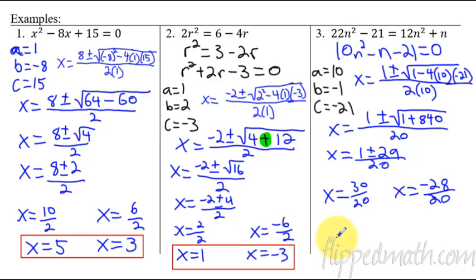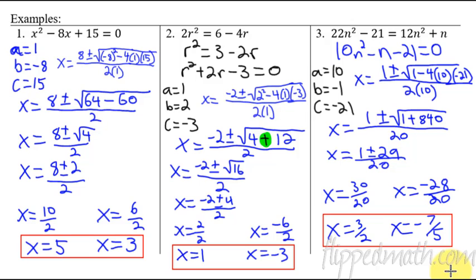And then we could reduce those fractions or change them to decimals, whichever you prefer. This is 3/2. And this one is going to reduce if we divide everything by, what could we divide by? 4. If we divide everything by 4, it becomes -7/5. Some weird fractions here.